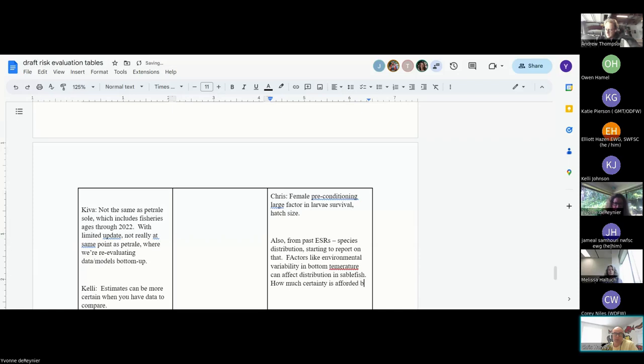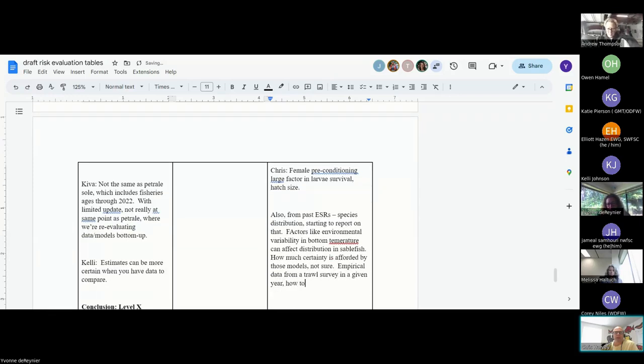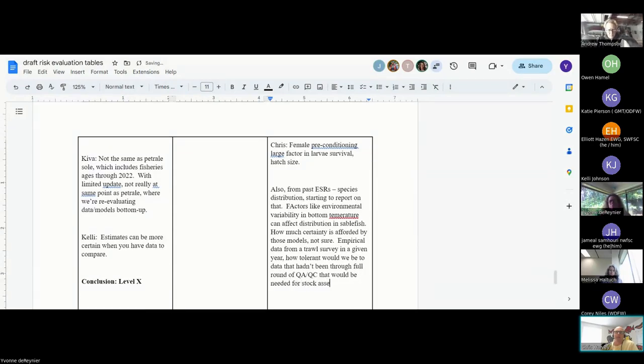The other thing is for the kind of data that you could have empirically, so it's not relying solely on model output, but empirical data that would come from a trawl survey in a given year, just how tolerant we would be in this kind of risk table to data that hadn't been through the full round of QAQC from the trawl survey that the assessment authors would be looking for. Those data can lag by many, many months or even years. And I'm not at all judging the QAQC process. That's way over my head. But if there's some kind of coarser level of data that would still be useful for determining if distributions had shifted due to environmental drivers, that could be something that's worth talking about.